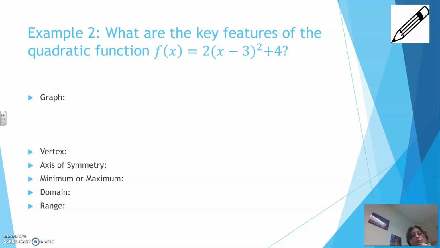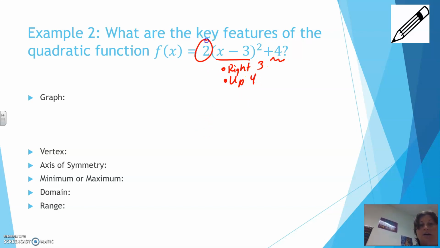Okay, so what are the key features of the quadratic function 2 times x minus 3 squared plus 4? I would first say that it goes right 3. I would say that it goes up 4 because of this. And then finally, it opens up because the 2 is positive, and it is a vertical stretch because that is bigger than 1.